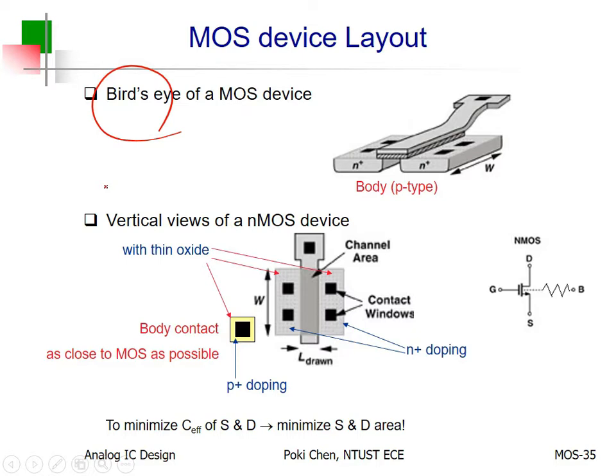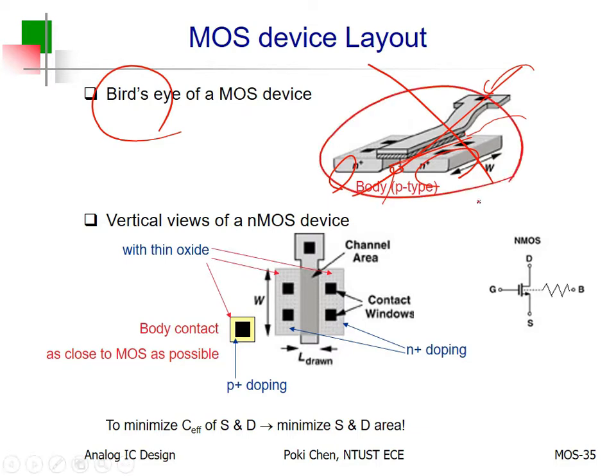three-dimensional view. We have gate. This is gate, and then gate oxide in between, source and drain, and in the middle, the channel or the body. However, for layout, we wouldn't like to have such kind of three-dimensional view because it's too complicated. For most of the engineers, I don't think they can handle such kind of 3D structure.